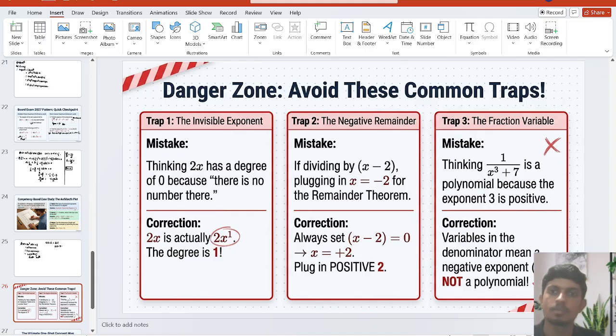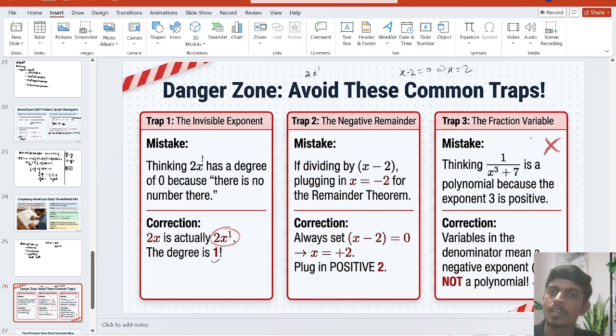Dangers. Avoid these common mistakes. The invisible exponent mistake: thinking 2x has a degree of 0 because there is no number there. No, here it is x to the power 1, always 1 is there. If it is 2x, it means its power is 1. Okay, so the degree is 1. And the next mistake: when dividing by x minus 2, plugging in x equal to negative 2. If you divide by x minus 2, you set x minus 2 equal to 0, you get x equal to 2. Always positive. Always set x minus 2 equal to 0, x equal to plus 2, and plug in positive 2.